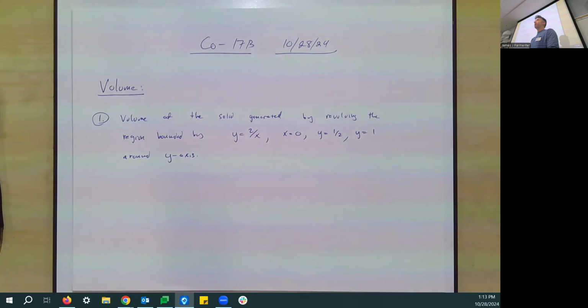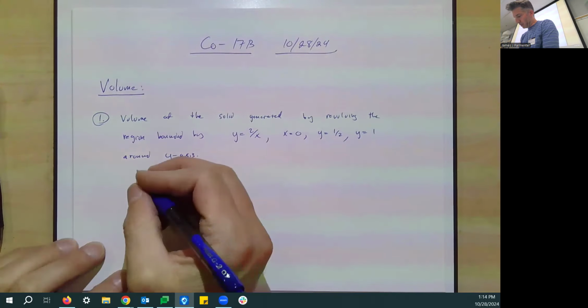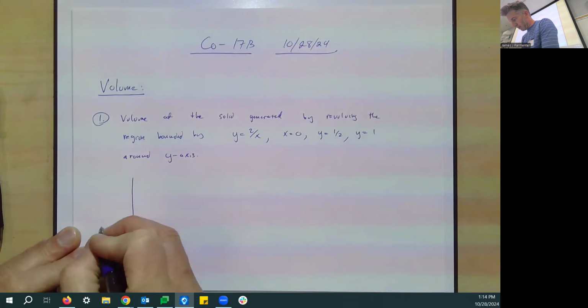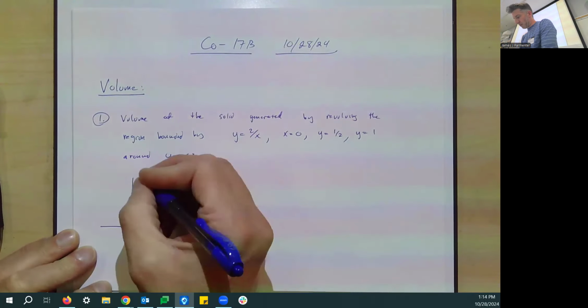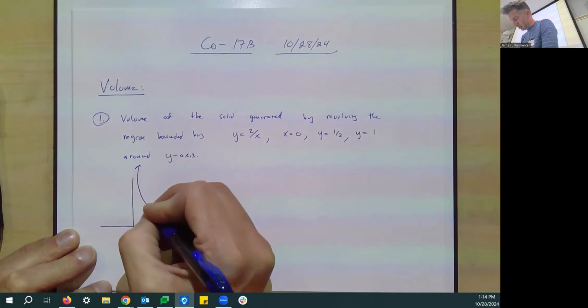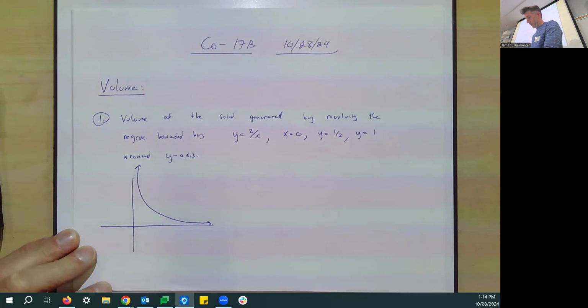And every time you do a problem like this where you're revolving around an axis, I recommend you draw the region. You don't have to draw the volume. You definitely should draw the two-dimensional region that you're going to revolve around, whichever axis you're revolving around. So let's see here. I know that 2 over x looks vaguely like this. Doesn't have to be a perfect picture.